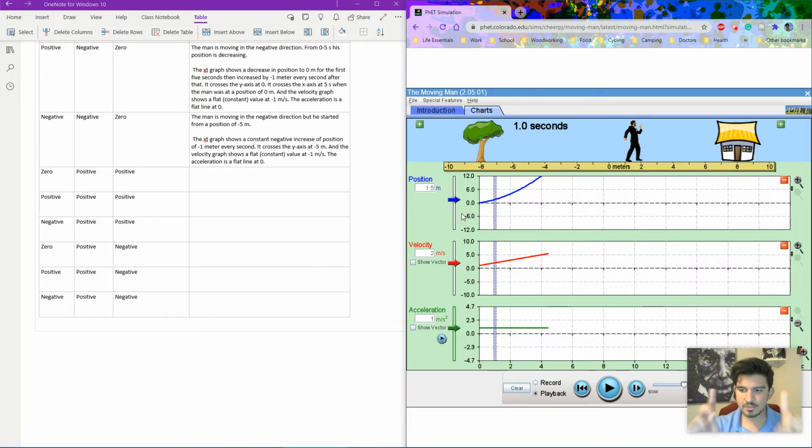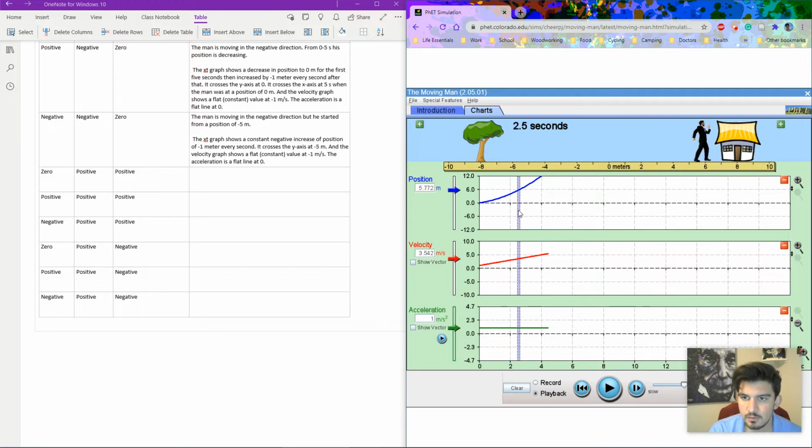So in that first second, from 0 to 1, he moved 1.5 meters. If he had a constant velocity, every second, his position should go up by 1.5 meters. So at 2 seconds, his position should be 3 meters. Let's see where he's actually at. If I move this over to 2 seconds, his position is actually at 4 meters. So he went further than he would have if he had a constant velocity.